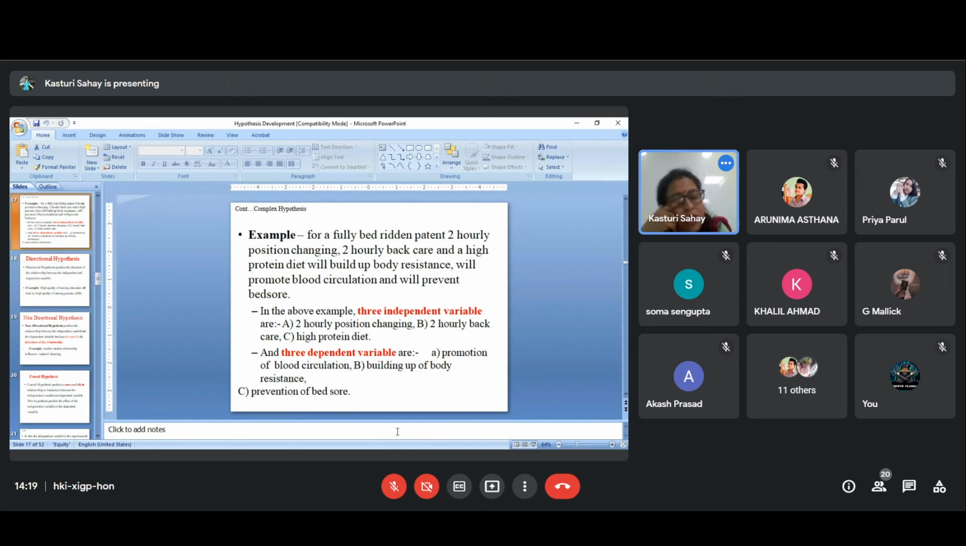So you need to appreciate how we are changing from a simple hypothesis which had only 1 dependent and 1 independent to a more complex hypothesis where you're having two or more independent as well as dependent variables. So from your objectives, from your problem statements, you need to identify how many dependent and independent variables you have, and then you need to create your hypothesis.